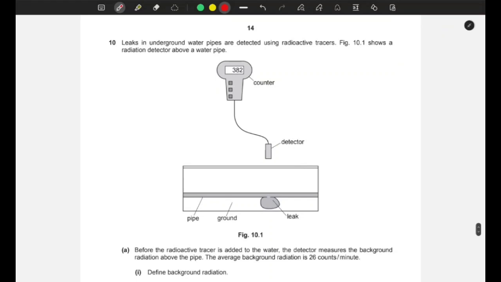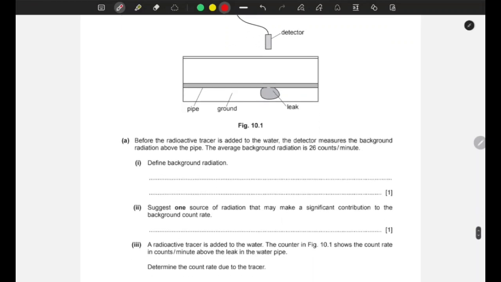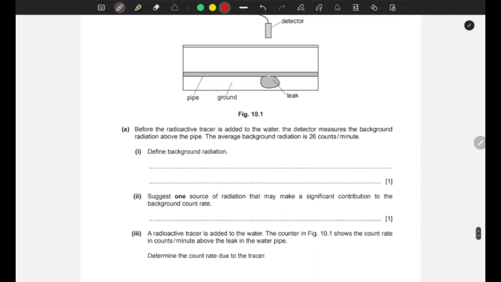Question number 10. Leaks in underground water pipes are detected using radioactive tracers. Figure 10.1 shows a radiation detector above the water pipe. Before the radioactive tracer is added to the water, the detector measures the background radiation above the pipe. The average background radiation is 26 counts per minute. Define background radiation. So it's the radiation that is always present in the environment.